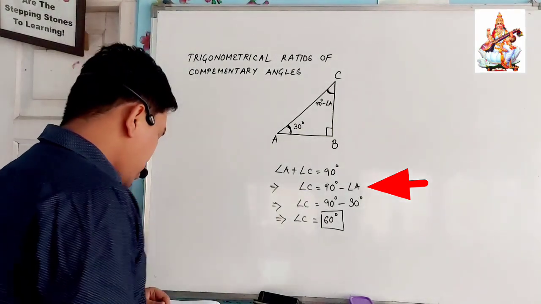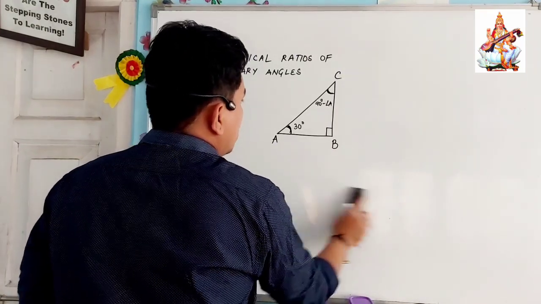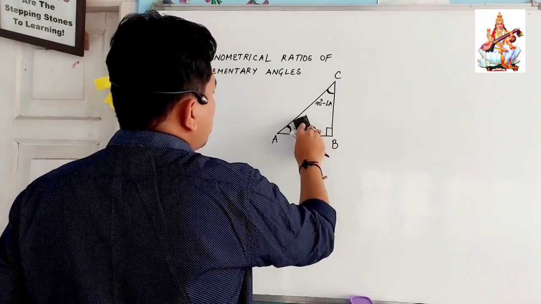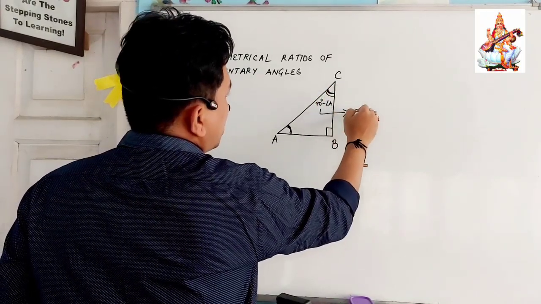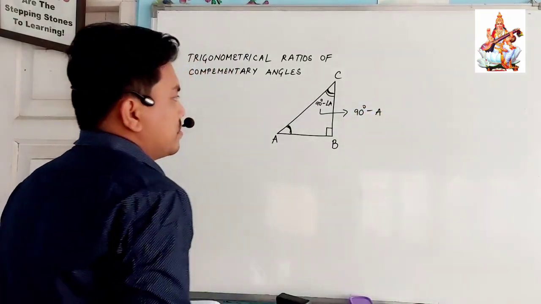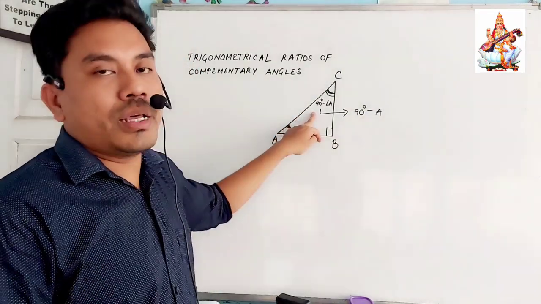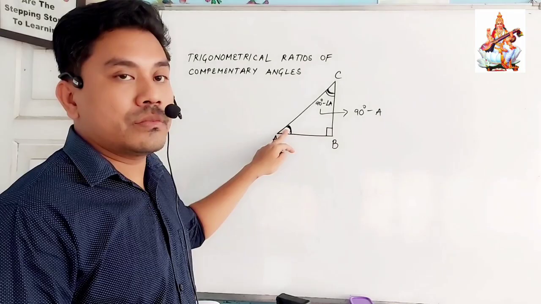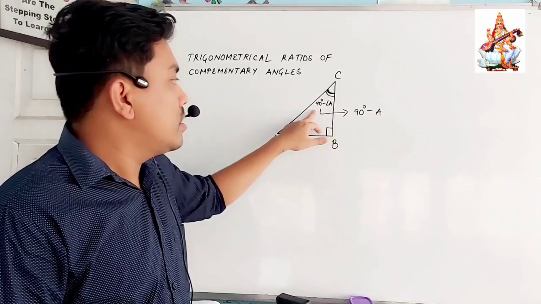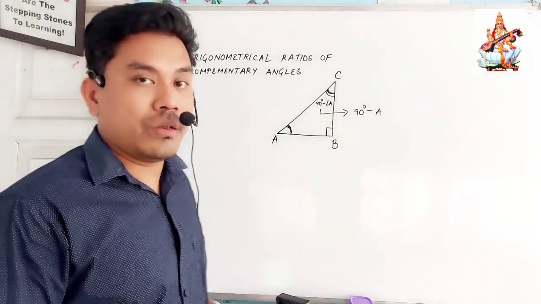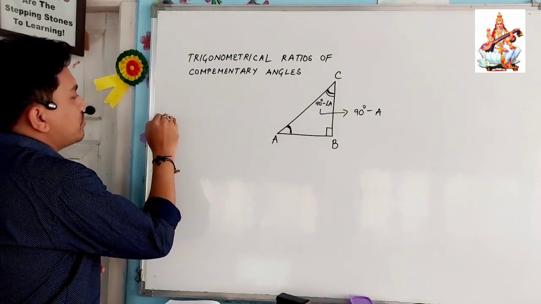Alright. So now, if I ask you to find the trigonometrical ratios of this particular angle, what is this angle? This is 90 minus A. Till now we have done the trigonometrical ratios of angle A and angle C. Now we are supposed to find the trigonometrical ratios of 90 minus A. For that we need to memorize one simple formula.